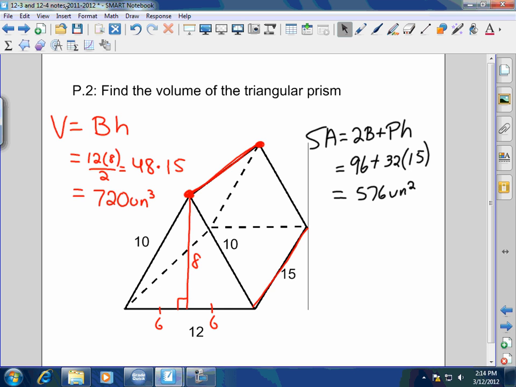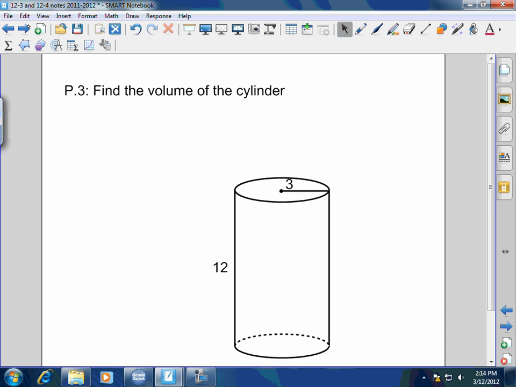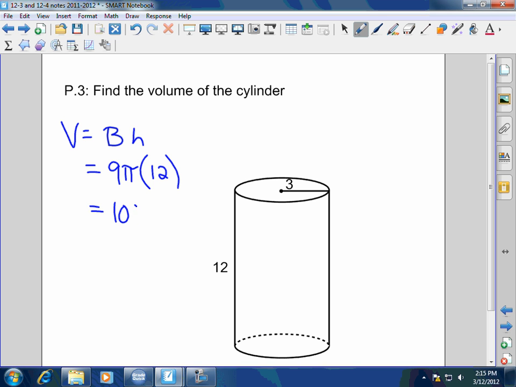Okay, so we have finished this problem. Let's move on to the third. Let's find the volume of this cylinder. Same thing. It just doesn't change, guys. Volume equals base area times height. What's the base area here? 9 pi times the height of 12. So that's 108 pi units cubed. That's it. It's volume. Told you it was a very simple chapter.